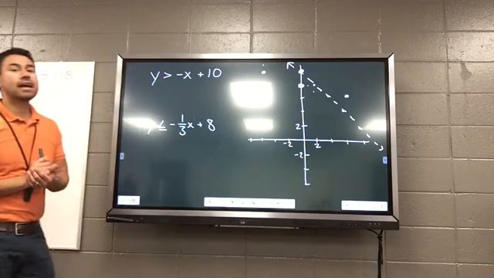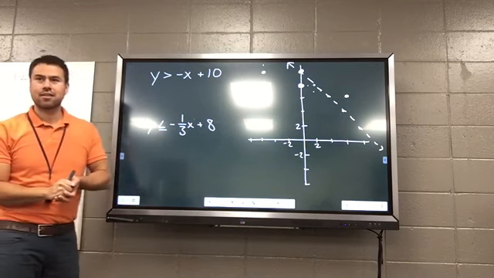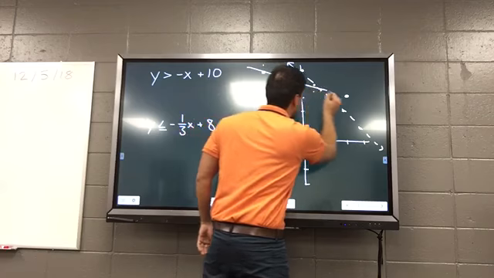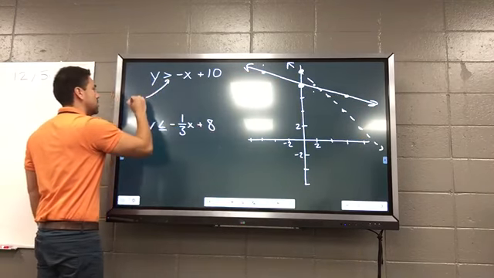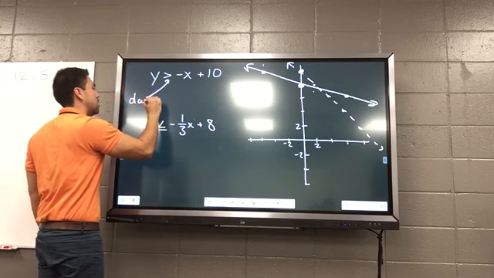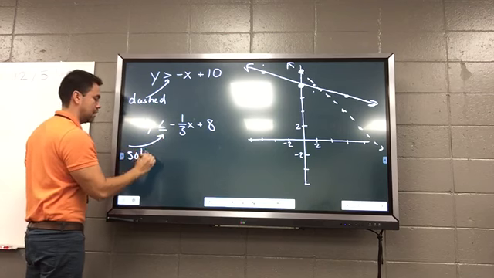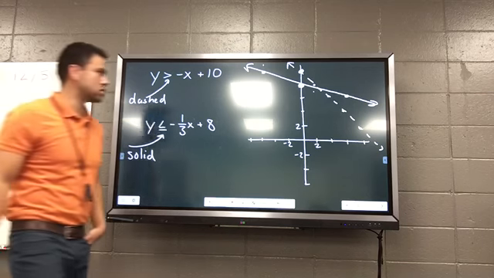Okay, and what kind of line is that one? Why solid? Because it has the equal to sign. So I'm going to do this for you guys to help you out. Dashed. Solid. And you have to remember that because that's part of your answer. But my graph is not done. I just have lines, but I don't have the solution.